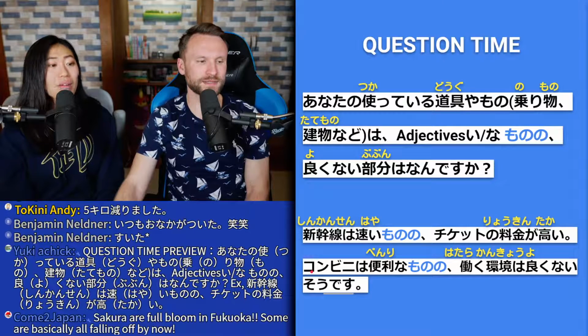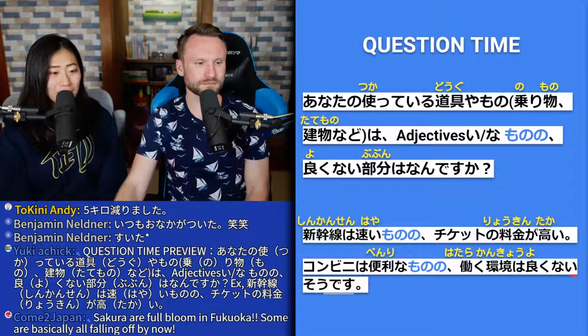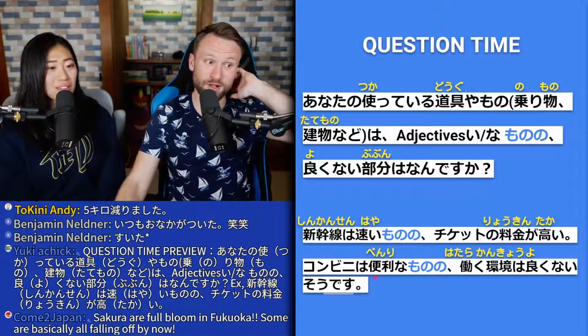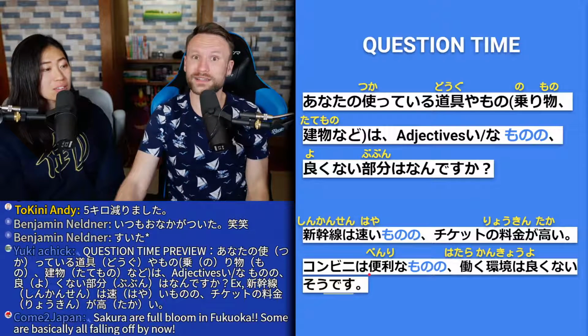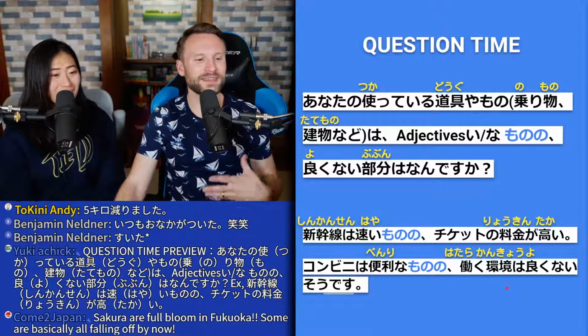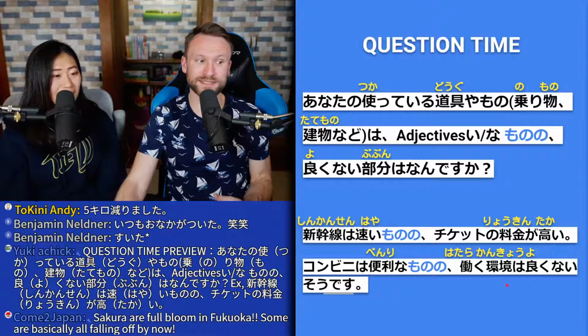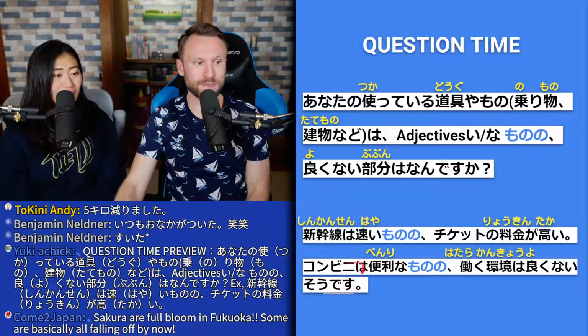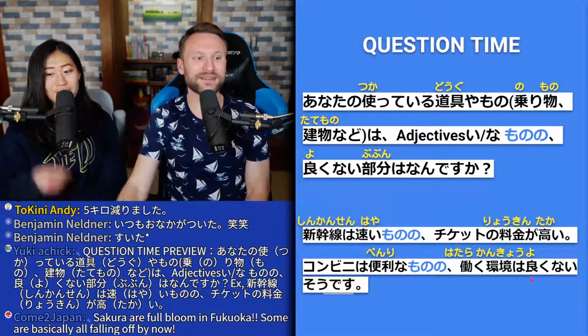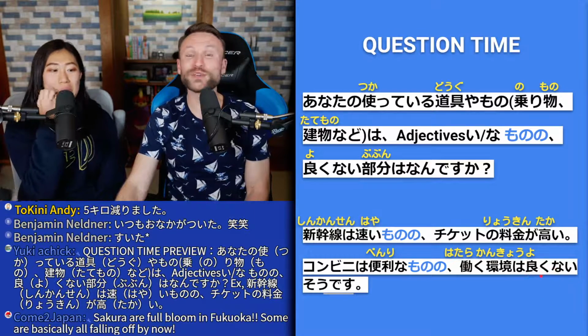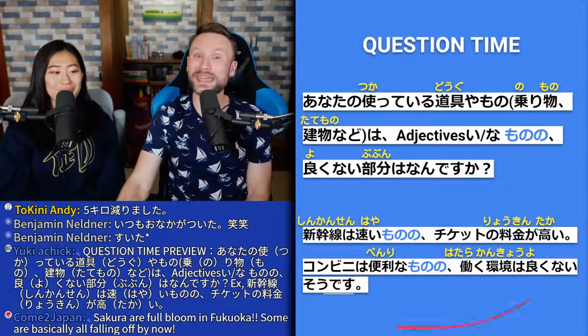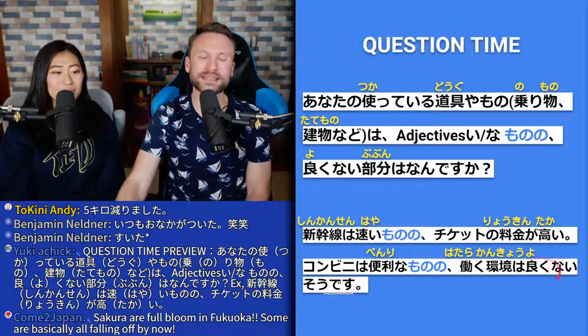expensive. Next one is? コンビニは便利なものの働く環境は良くないそうです. So although convenience stores are very convenient, the work environment is apparently not good. So コンビニは, so as for convenience stores, 便利なもの, they are convenient. Although they are convenient, 働く環境, so the work environment. は, that's the topic emphasizing this. 良くないそうです. Apparently, or I hear that. I guess this one is I hear that it's not good.